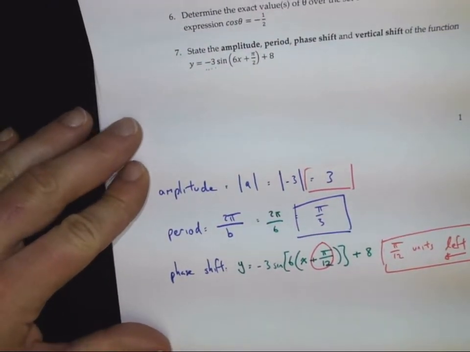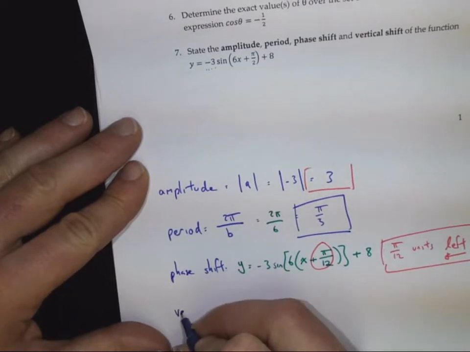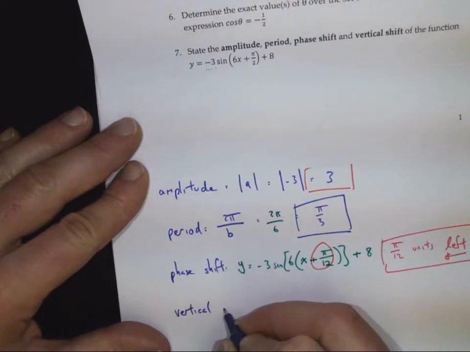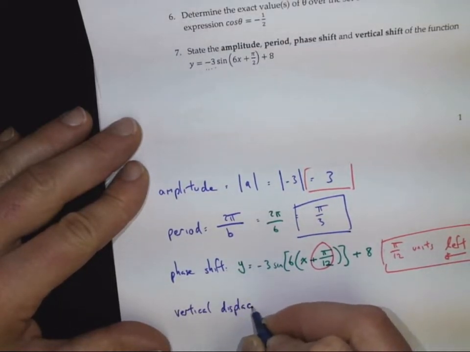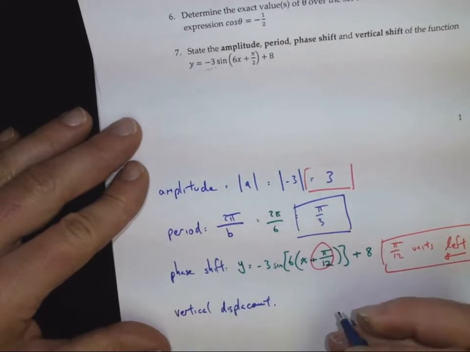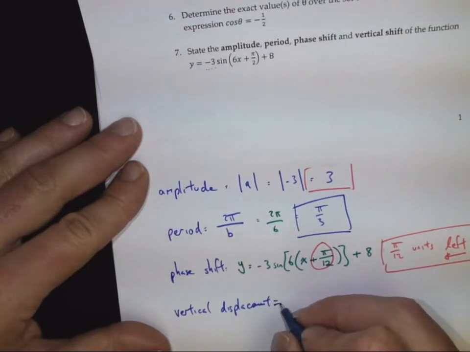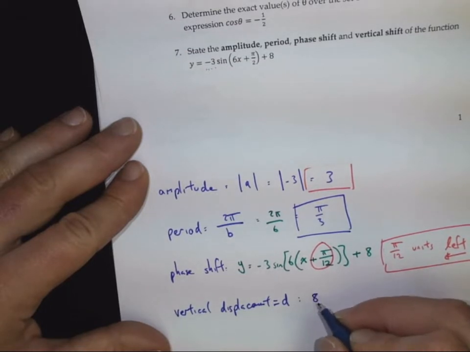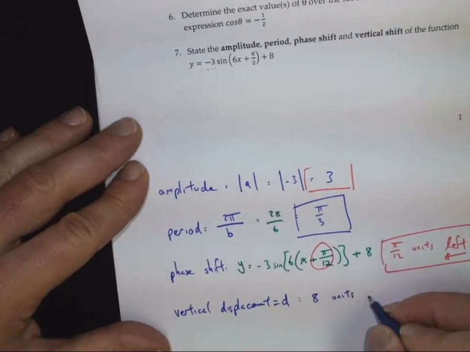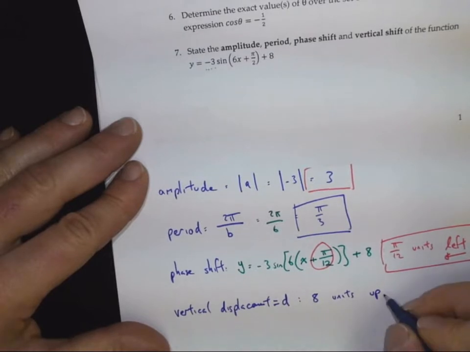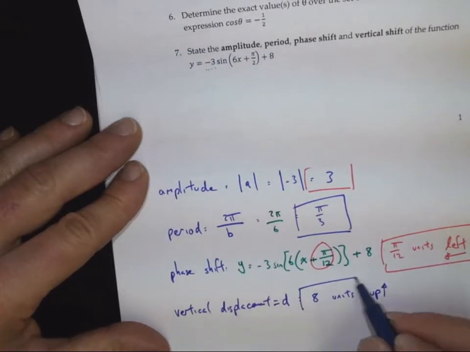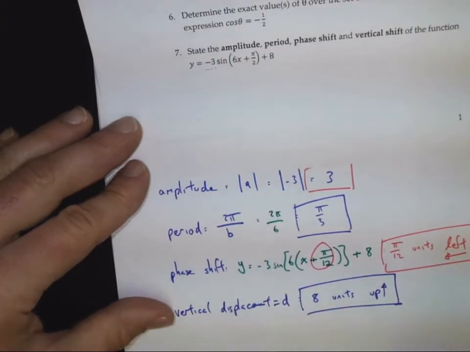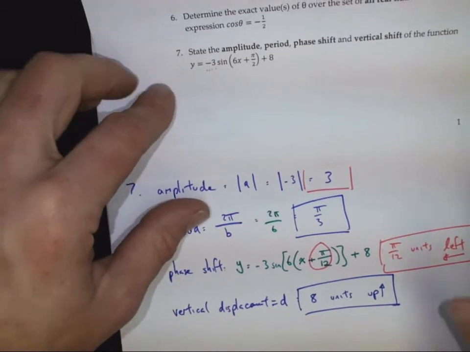And our vertical displacement is always just equal to d. So it's just 8 units up. And that's it. Simple as that.